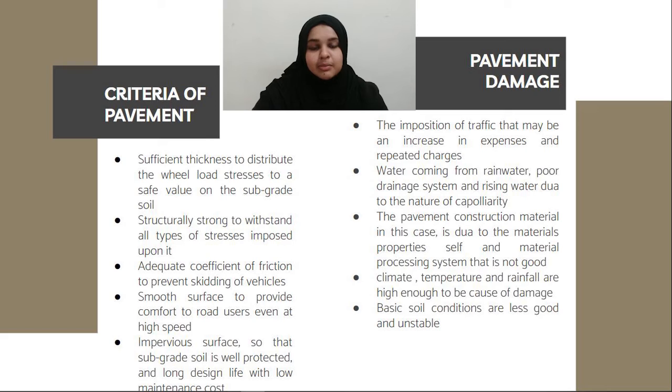Okay, so now I'm going to talk about the characteristics of pavement in Malaysia. So firstly, sufficient thickness to distribute the wheel load stresses to a suitable value on the substrate soil. And secondly, it is structurally strong to withstand all types of stresses imposed upon it. The third one is adequate coefficients of friction to prevent skidding of vehicles, and the fourth, a smooth surface to provide comfort to road users even at high speed, and the last one is an impervious surface so that the substrate soil is well protected, with a long design life and low maintenance costs for the pavement.